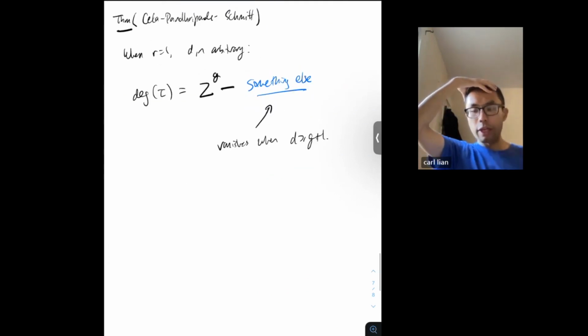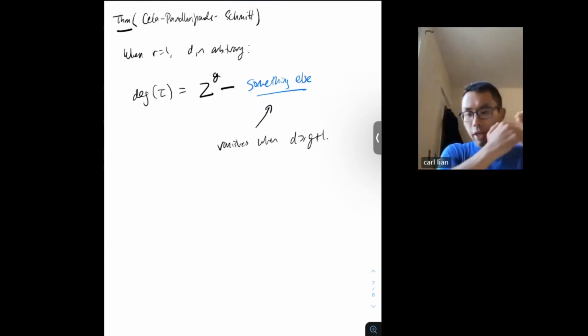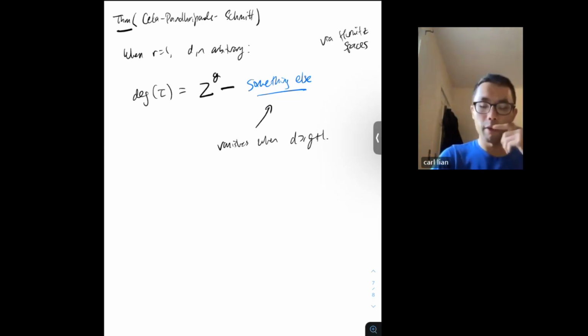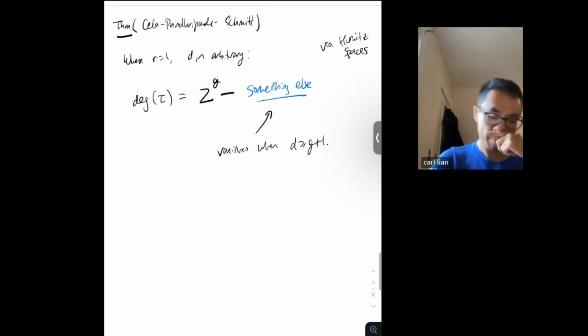And so what they do is they have some other methods that avoid all of those contributions and give you a different number. They work on this via Hurwitz spaces. So this is via intersection theory and moduli spaces of branch covers of P1.